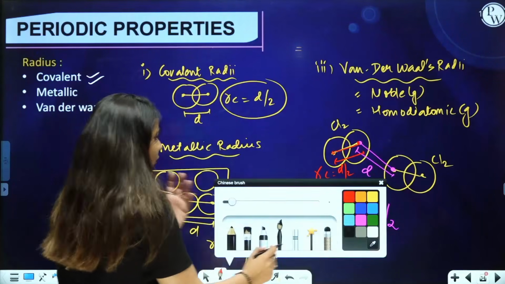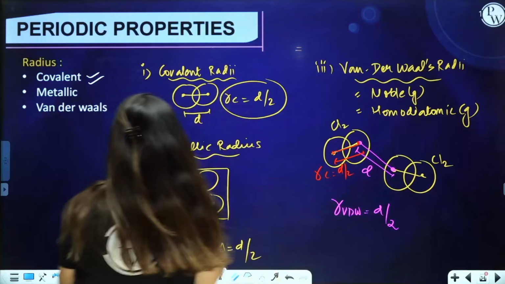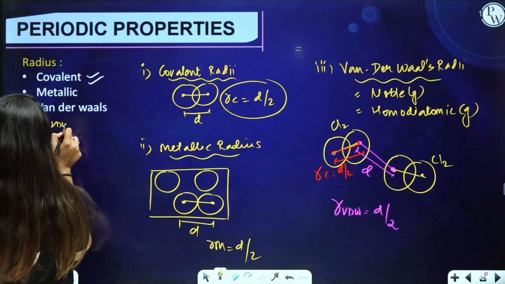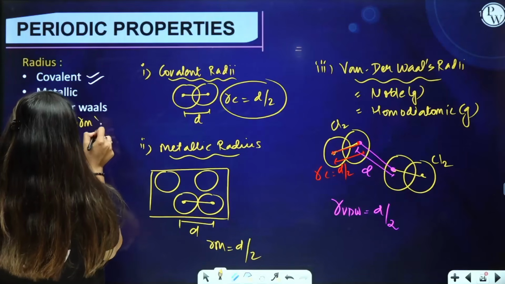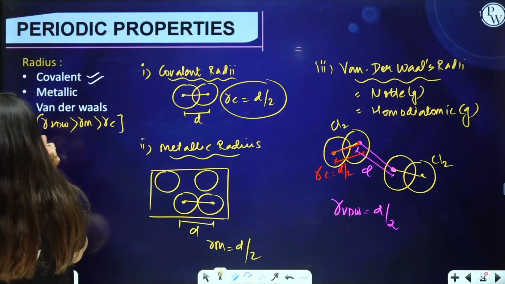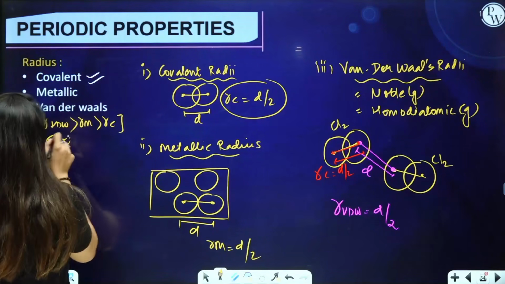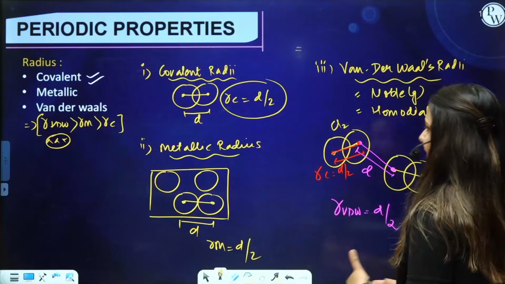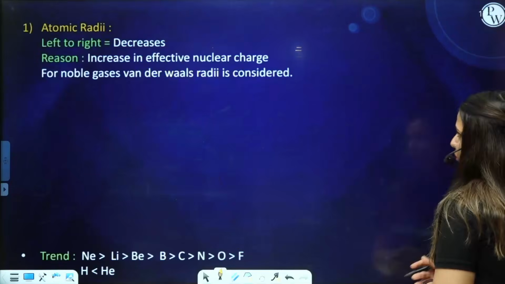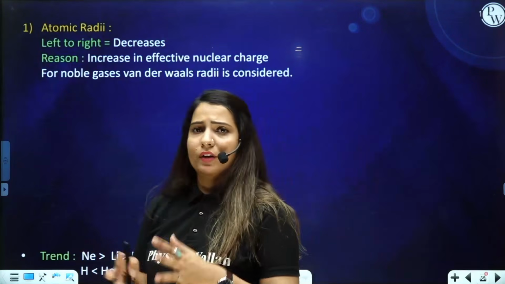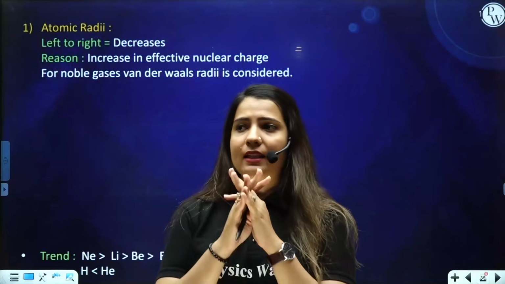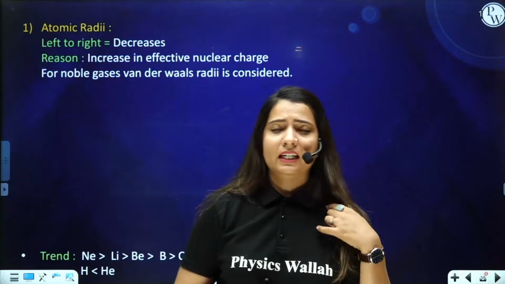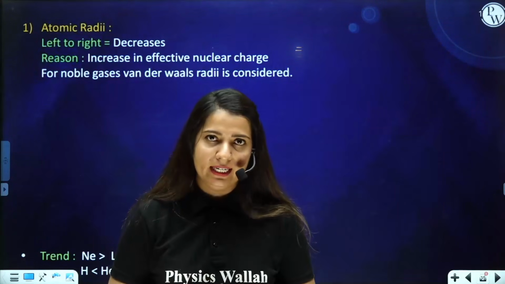So I just want to ask you a simple question over here. What will be the order of all these radii? Van der Waals radii the highest, then the metallic, and then the covalent. So just remember this order. I'm not telling you to remember anything else. Moving towards the next, now I'm moving towards the atomic radii. In the case of the atomic radii, 99% of the time we usually use the covalent radii, right?